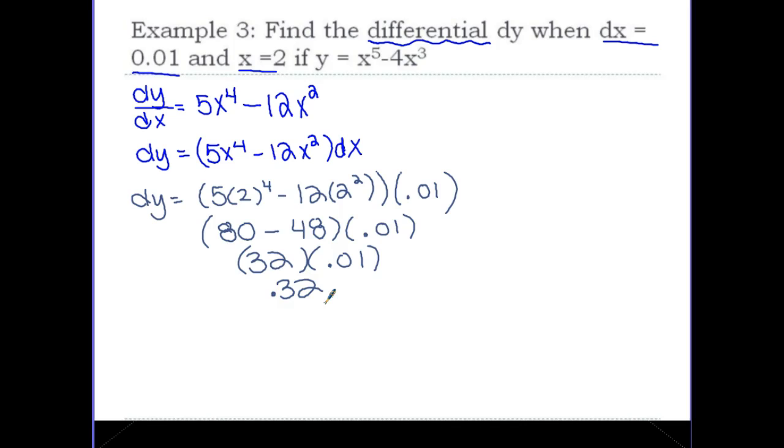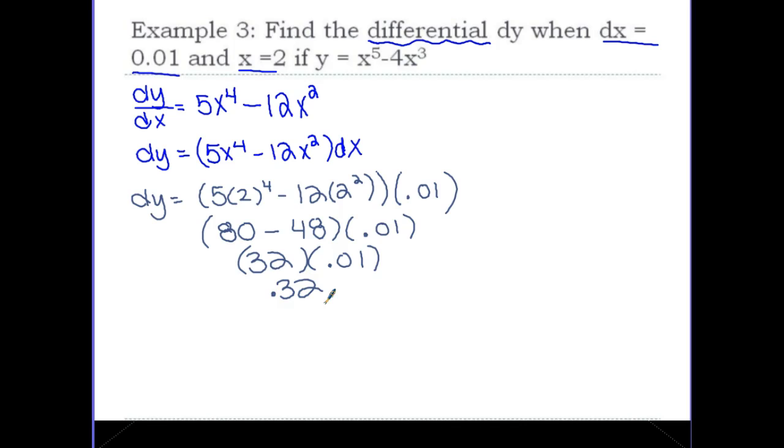Speaking of explaining, it says on your paper, explain what this means. The approximate change in y is 0.32 when x equals 2 and dx equals 0.01. Okay. Because we said so.